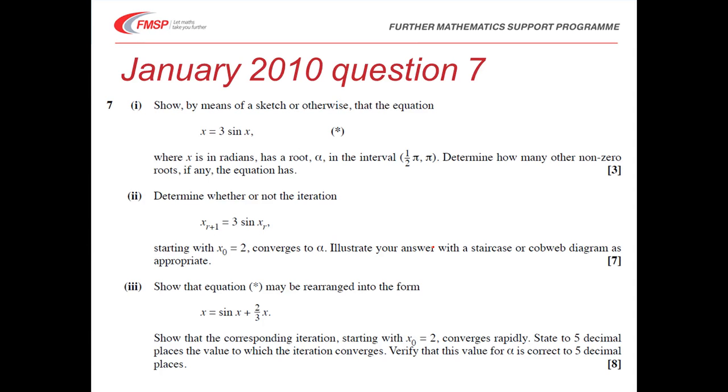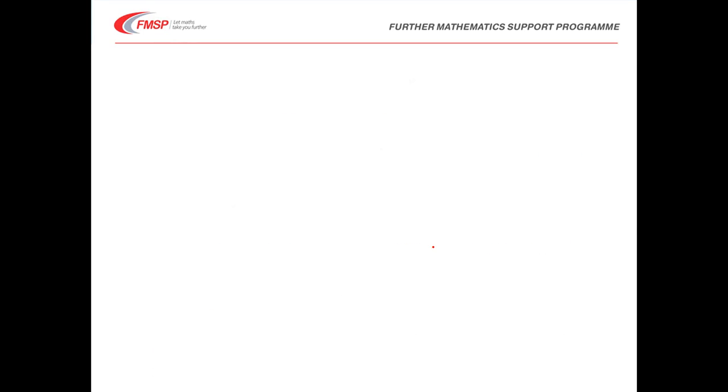Okay, so that's part 2. Then part 3 asks us to show that the equation can be rearranged into x equals sine x plus 2/3 x. And we're going to start again with x naught is 2, but this time I'm going to try and show that it converges rapidly and write the answer to 5 decimal places. The final thing it asks us to do is to verify that it's correct. And there's a lot of marks because it asks us to do quite a lot there. So I've got to show some convincing algebra that shows it comes to that value.